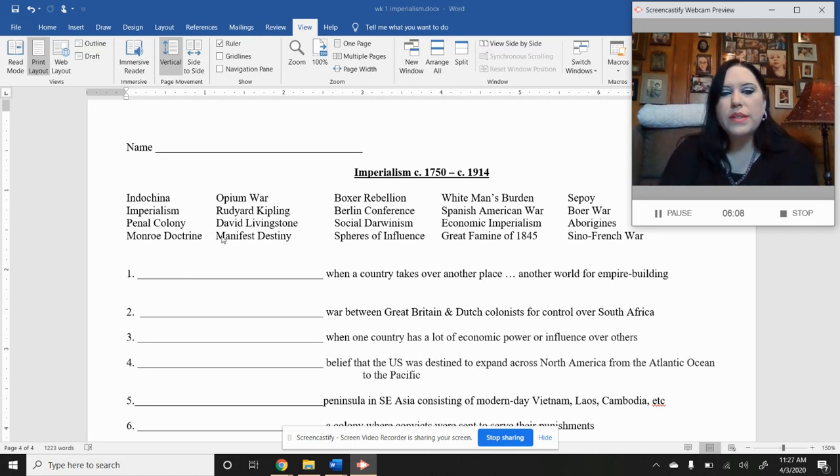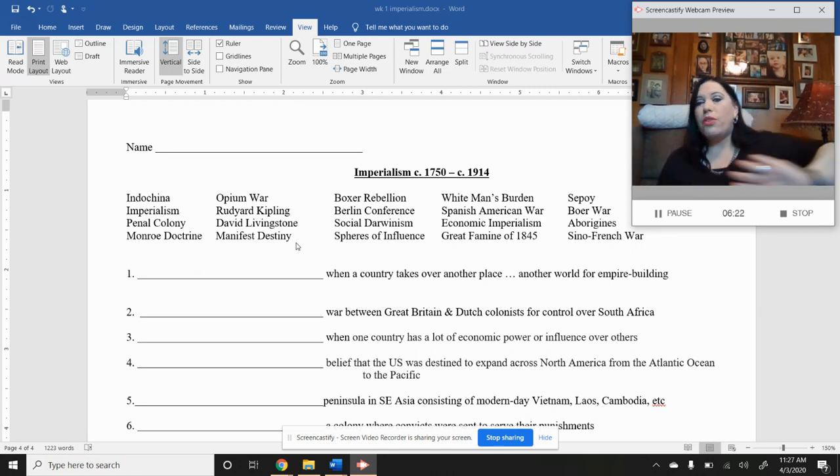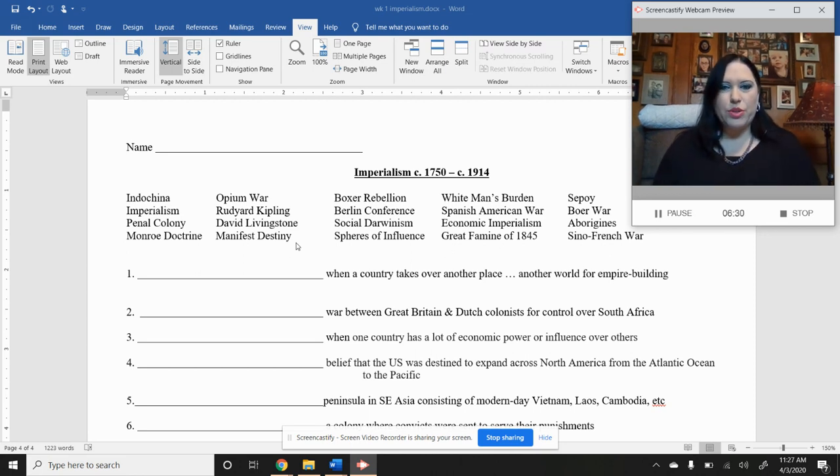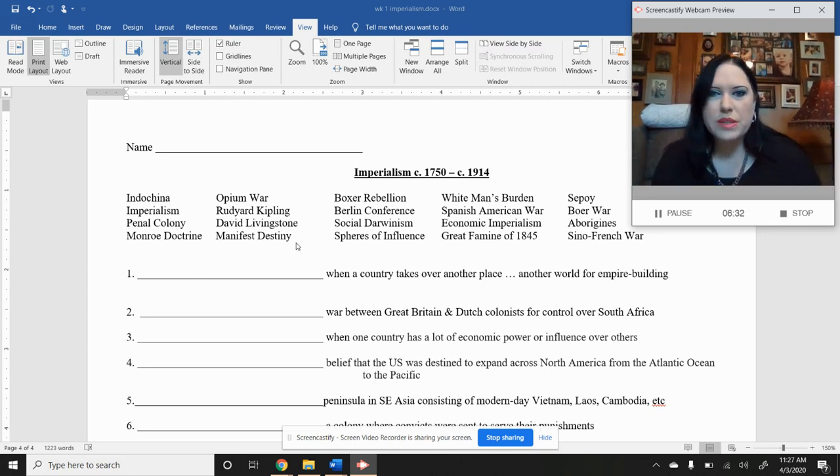The next word, manifest destiny. Manifest destiny was that idea, especially associated with the United States, which basically said we have the right to go all the way from the Atlantic Ocean to the Pacific Ocean, from sea to shining sea. It's what pushed our whole westward expansion movement.